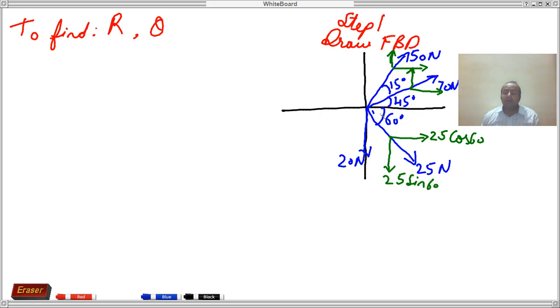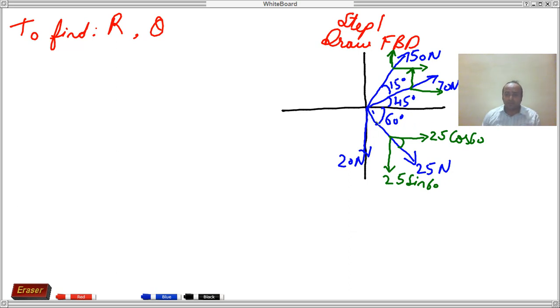Why have we done it, friends? We are doing it by the method of resolution of rectangular components of force. For example, if I form a right angled triangle over here, cos 60 will be adjacent by hypotenuse. Hypotenuse is the 25 Newton force. Adjacent is Fx. That's why it will be 25 cos 60 over here.